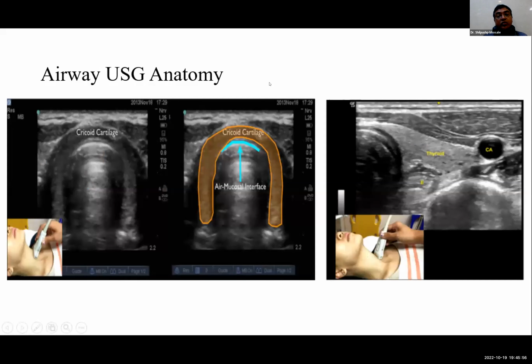So the first thing that you need to identify in the airway ultrasound is the cricoid cartilage. This is a very taut cartilage which is very well circumscribed and a horseshoe-shaped structure, which is easily visible on the ultrasound. Once you identify the cricoid cartilage, you have an air mucosal line, or the mucosal surface, which is a very hyperreflective surface, and below the air mucosal surface, because there is air in the trachea, you see something called the snowstorm.